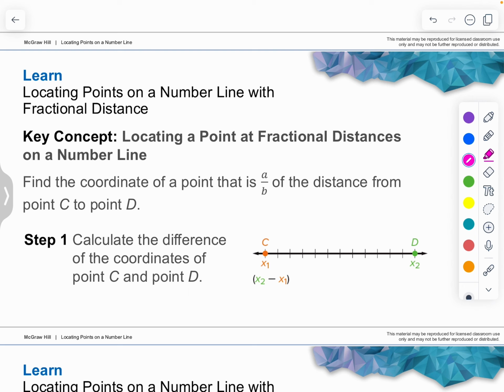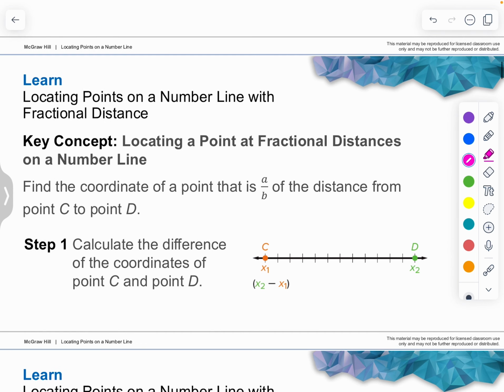So you've got C and D on your line, and we've called them X1 and X2. So the first step is to find the distance between those. So we do normal distance, X2 minus X1. Always the endpoint minus the initial point.